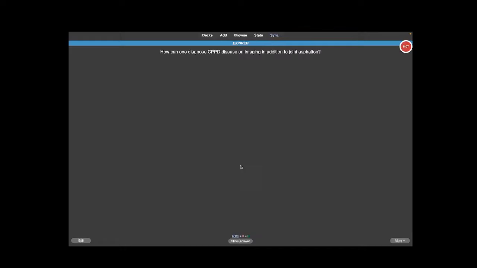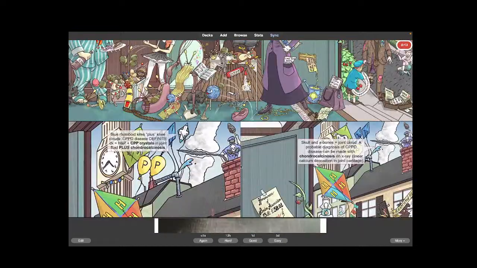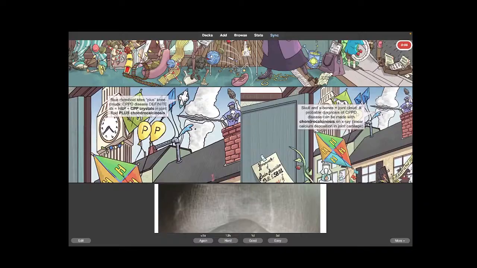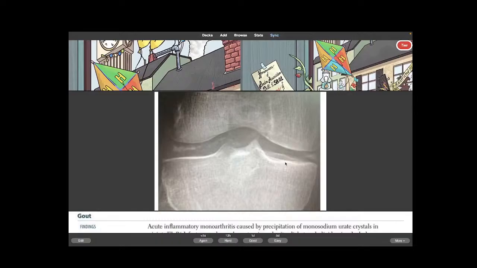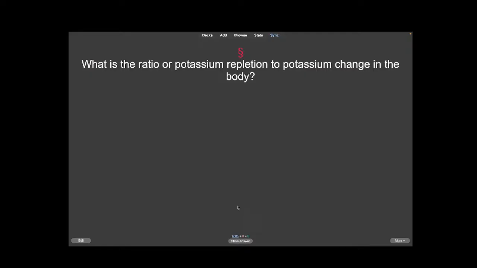How can one diagnose CPPD disease on imaging in addition to joint aspiration? Chondrocalcinosis on X-ray. So you'll find that on X-ray. I've never seen it. Oh, this is what they're trying to say. Oh yeah, there's a little white line you're not supposed to have.